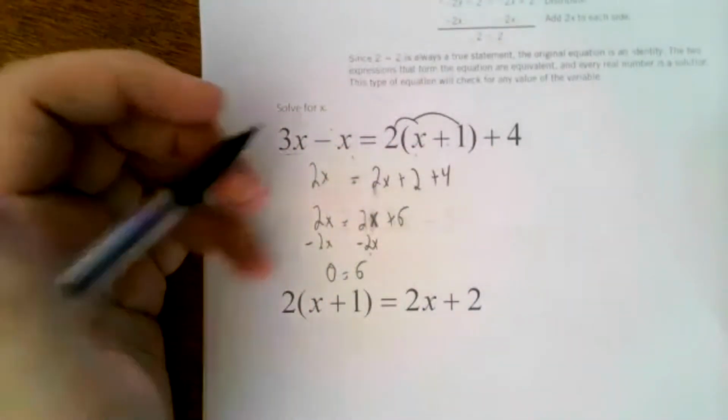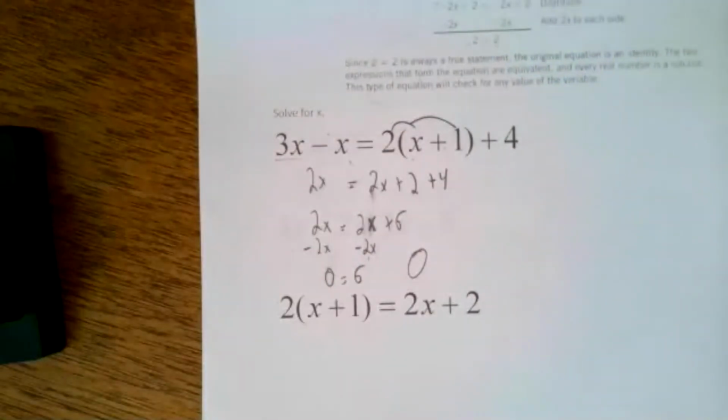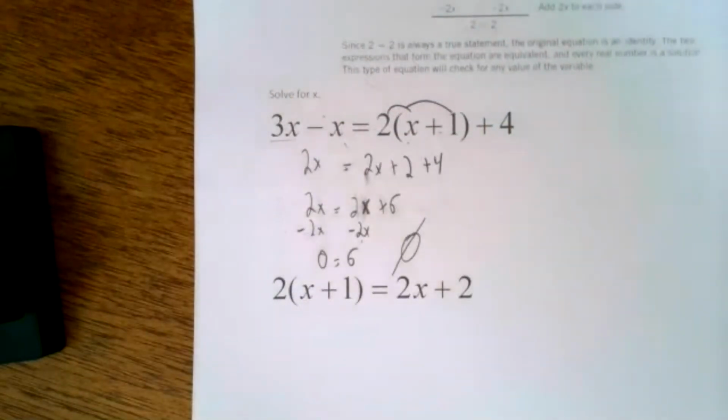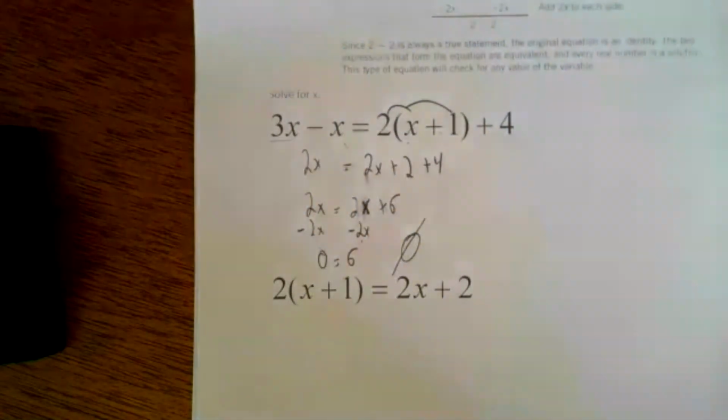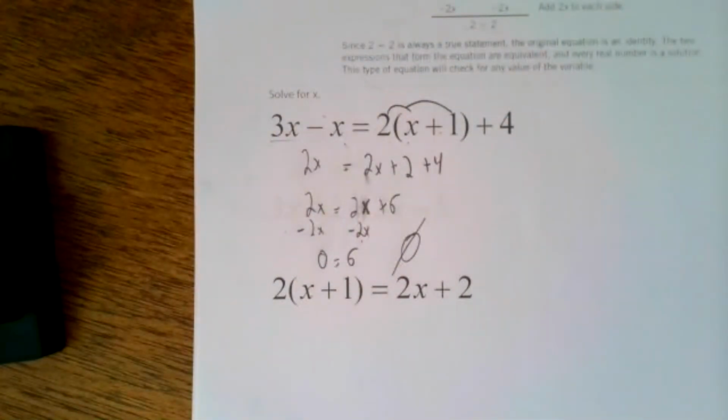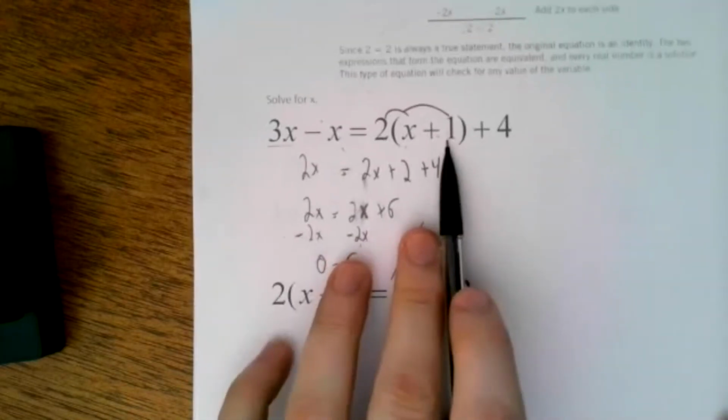So you can either write no solution, or there's a special symbol that we use. It's basically just a 0, and then we just put a slash through it. That just means there's no solution. Okay. What about the next one? So the next one we have, we can distribute, right? Just like we did up here.